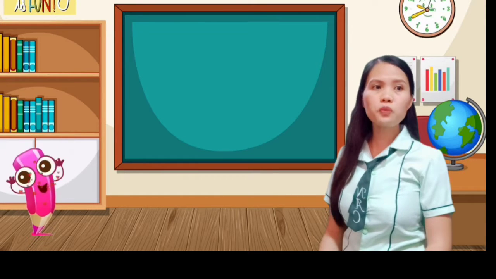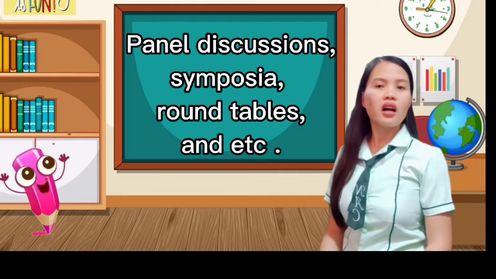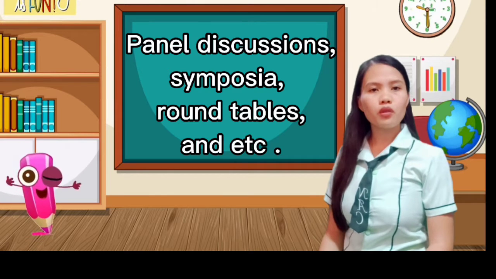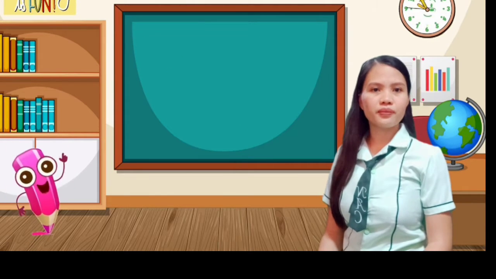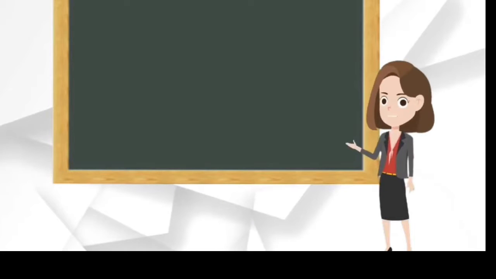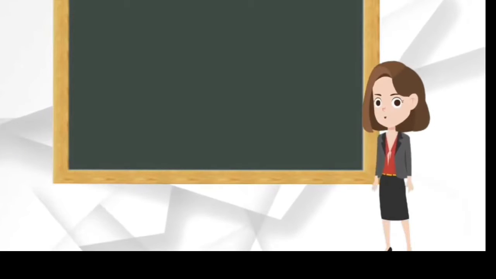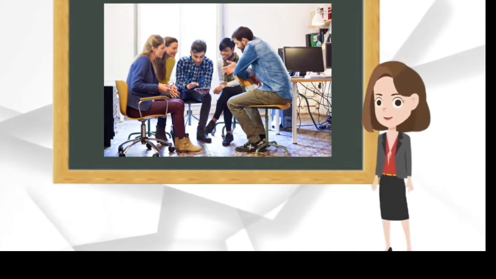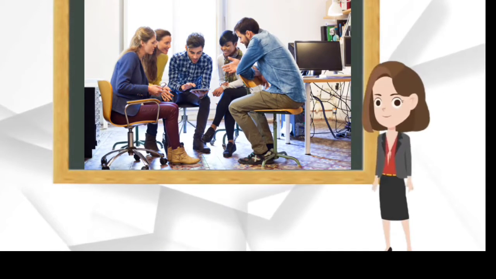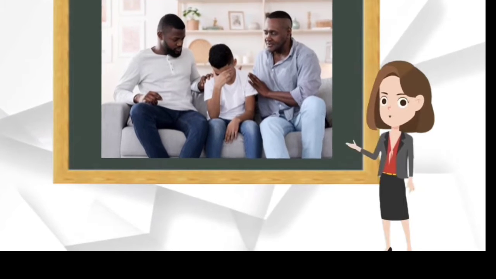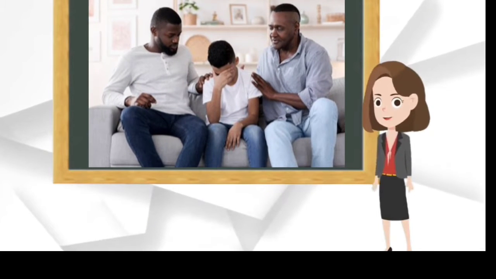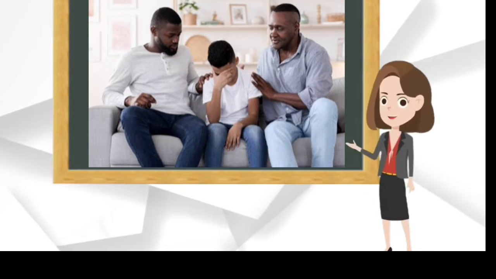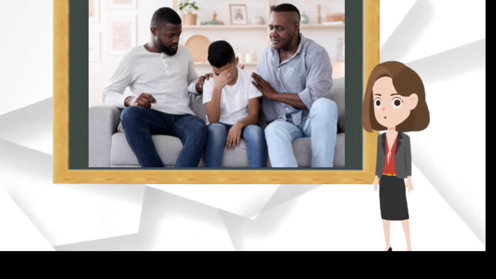Examples of small groups are panel discussions, symposia, roundtables, and etc. Here are some examples of small group communication. First, your group is pitching ideas for the research title to be presented. Second, your father told the whole family that the trip to 100 Islands will not push through because of the tropical depression.